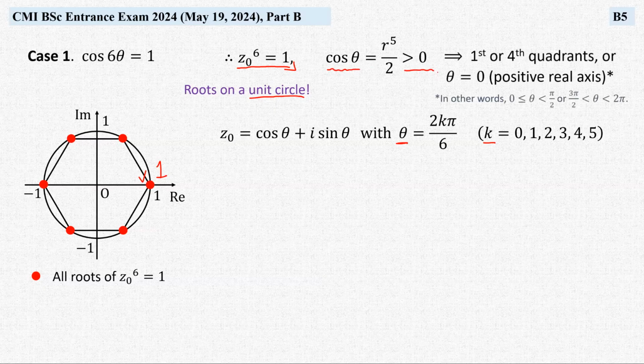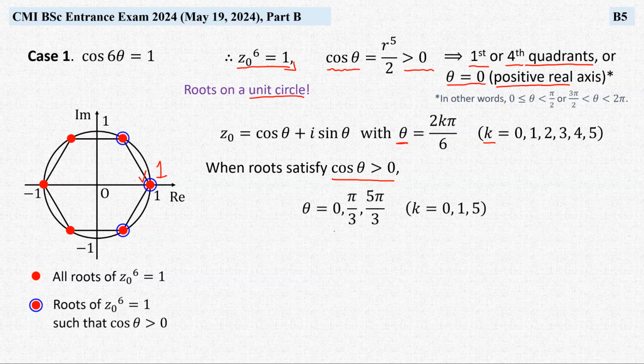If you have learned trigonometry, then you must have also learned that cosine theta is positive when the argument theta is in either the first or fourth quadrant, or the argument theta is 0, so the root is located on the positive real axis. Therefore, we must select the roots that also satisfy this argument condition.